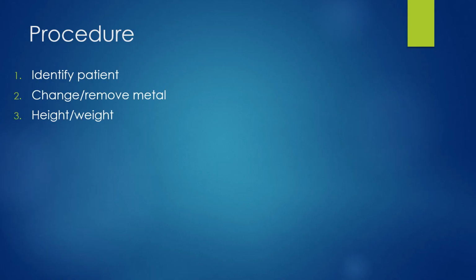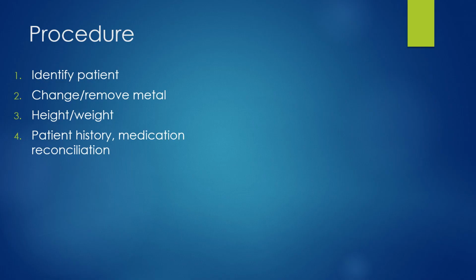So to overview the procedure, you'll identify the patient, have them change their clothes or remove any metal, record their height and weight. You can sometimes get this from the chart, but I would caution that it is really important to weigh them that day because that can influence the SUV values. And sometimes cancer patients can lose weight pretty rapidly. You want to make sure that you're not doing anything that's going to mess up those SUV values.